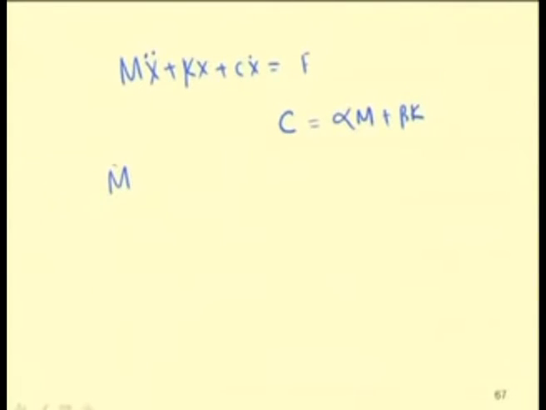m. So, let me write m x double dot, or simply m one can write. So, m x double dot plus k x equal to f. Now, one can write this expression like this: x double dot, by multiplying m inverse, so it will be plus m inverse k x will be equal to m inverse f.